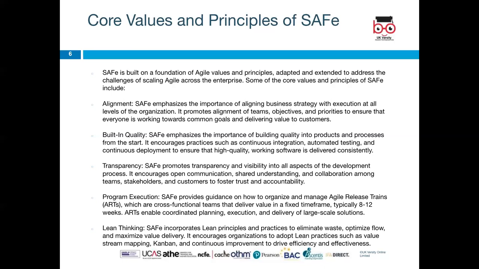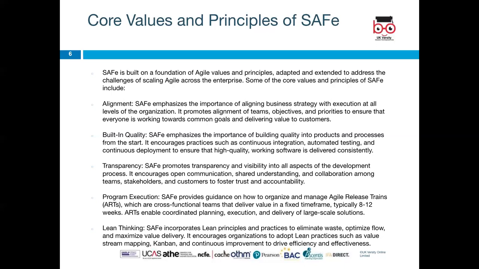You can't do something else. You can't go from being the best. You can't go from being the one that delivered the best to someone that delivers rubbish. So you must build quality into your product. Transparency. SAFe promotes transparency and visibility into all aspects of the development process. It encourages open communication, shared understanding, and collaboration among teams, stakeholders, and customers to foster trust and accountability.